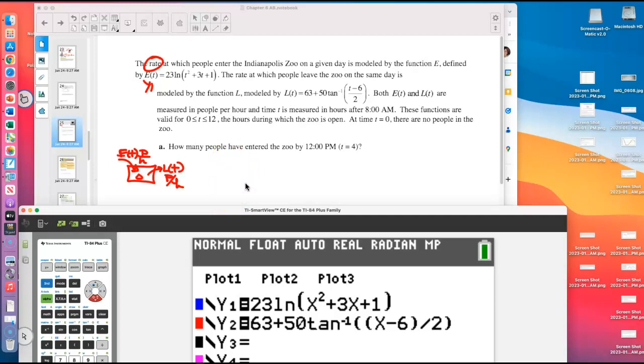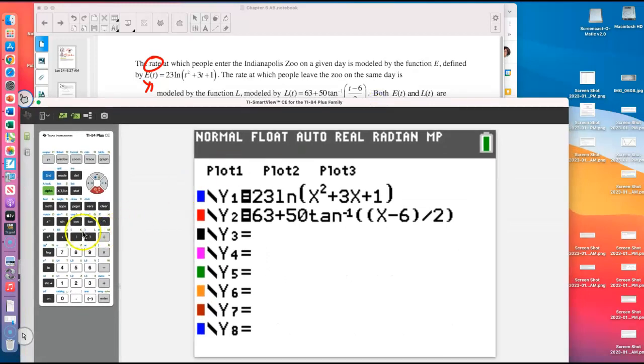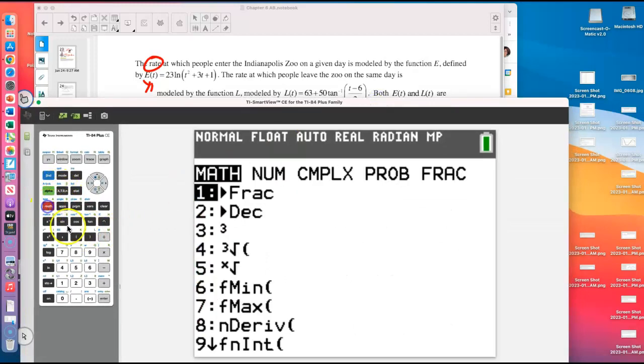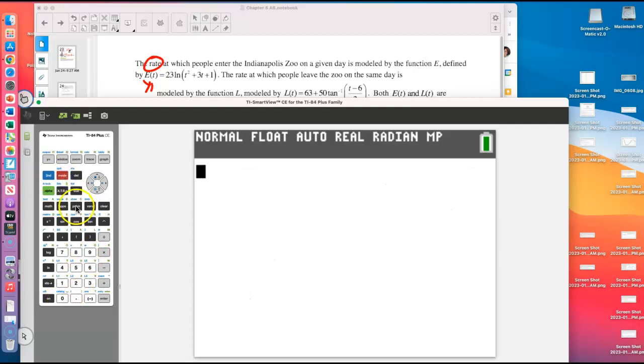You have to set that integral up. You can't just go to your calculator. You do have to write the setup down. So you're going to write that down, and then you're going to go enter it on your calculator. What button are you going to hit? Math 9. Exactly. We are integrating. Oops. Second quit. I didn't mean to put that in there.